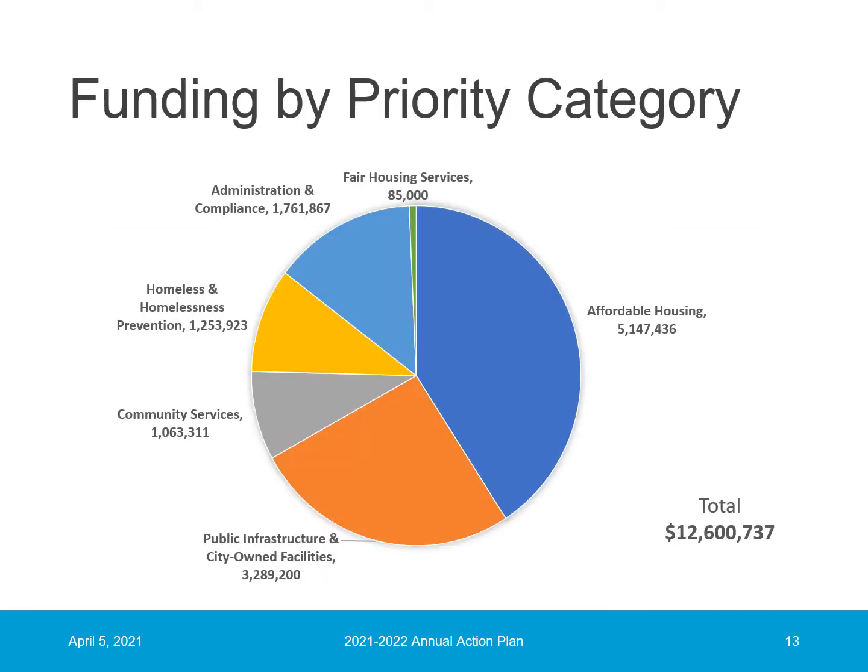The 2021 to 2022 proposed funding by priority category is provided on this chart. Approximately $5.14 million will be used to support affordable housing activities, $3.3 million will be used for public infrastructure activities, $1.06 million will be used for community services, $1.25 million for homeless and homelessness prevention activities, $1.76 million for administration and compliance, and $85,000 for fair housing services.